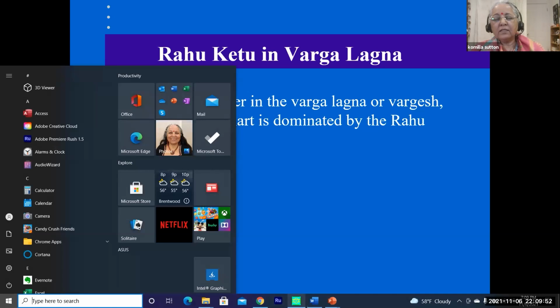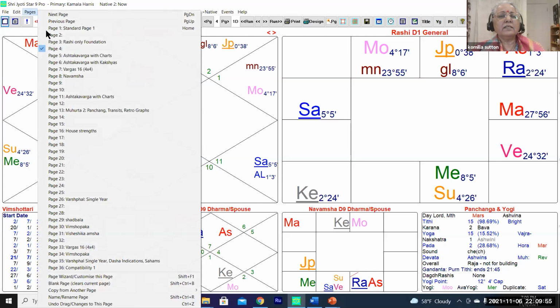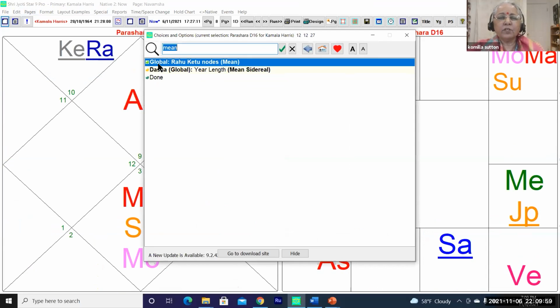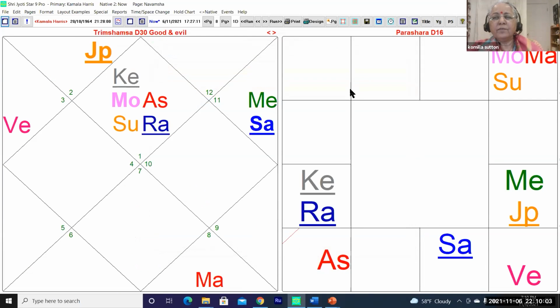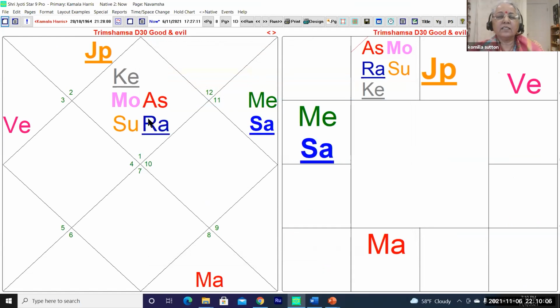And if we look at Kamala Harris's chart, I'm going to just do a D30 chart here. So I noticed that she has in the Trimshamsha Lagna Rahu, Ketu, Moon, and Sun. Again, let me remind you that this is not something that is visible to any of us. We as astrologers have the ability through the charts to see it. You can see here that she has Ketu, Moon, Sun, Rahu. That means this Rahu Ketu axis is together, and the Lord of this axis, Mars, is in the 8th house.